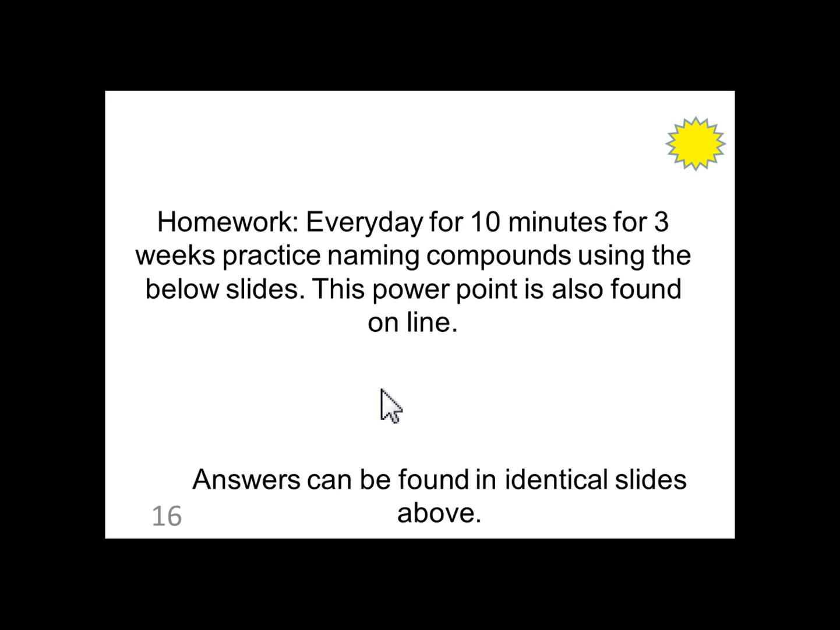Okay, I'm going to give you a homework assignment. Every single day, for 10 minutes, for 3 weeks duration, practice naming compounds using the below slides. This PowerPoint is also found online, and you can just use it as flashcards. All right, that's the end of this lesson.